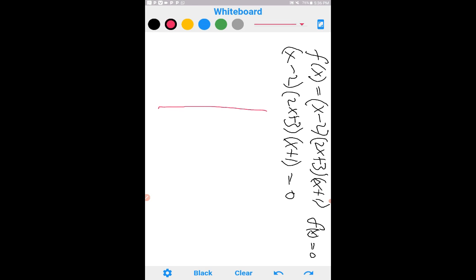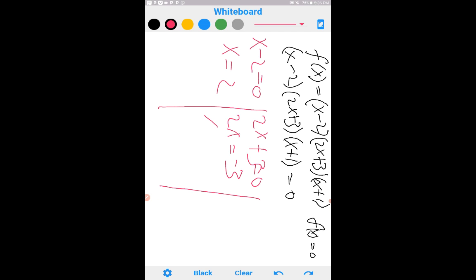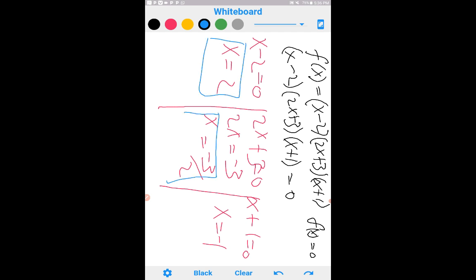The 3 solutions include x minus 2 equal to 0, x equal to 2. Next solution, 2x plus 3 equal to 0, 2x equal to negative 3, x equal to negative 3 on 2. Last solution, x plus 1 equal to 0, x equal to negative 1. So these are the 3 solutions of f of x equal to 0.